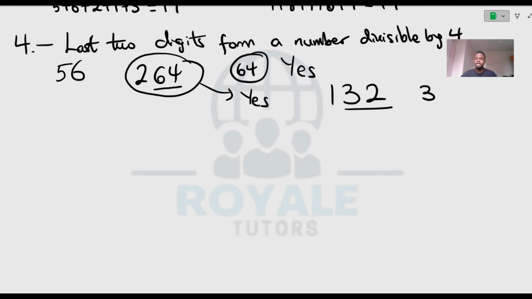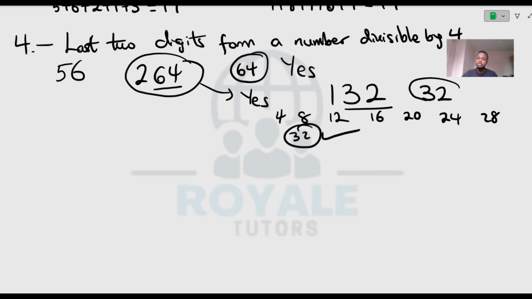So what we'll do is check, is 32 divisible by 4? Let's see, if you count in 4s, are you going to see 32 among the multiples of 4? You have 4, 8, 12, 16, 20, 24, 28, then you have 32. Yes, that is true. Because 32 is divisible by 4, that means 132 as well is divisible by 4.